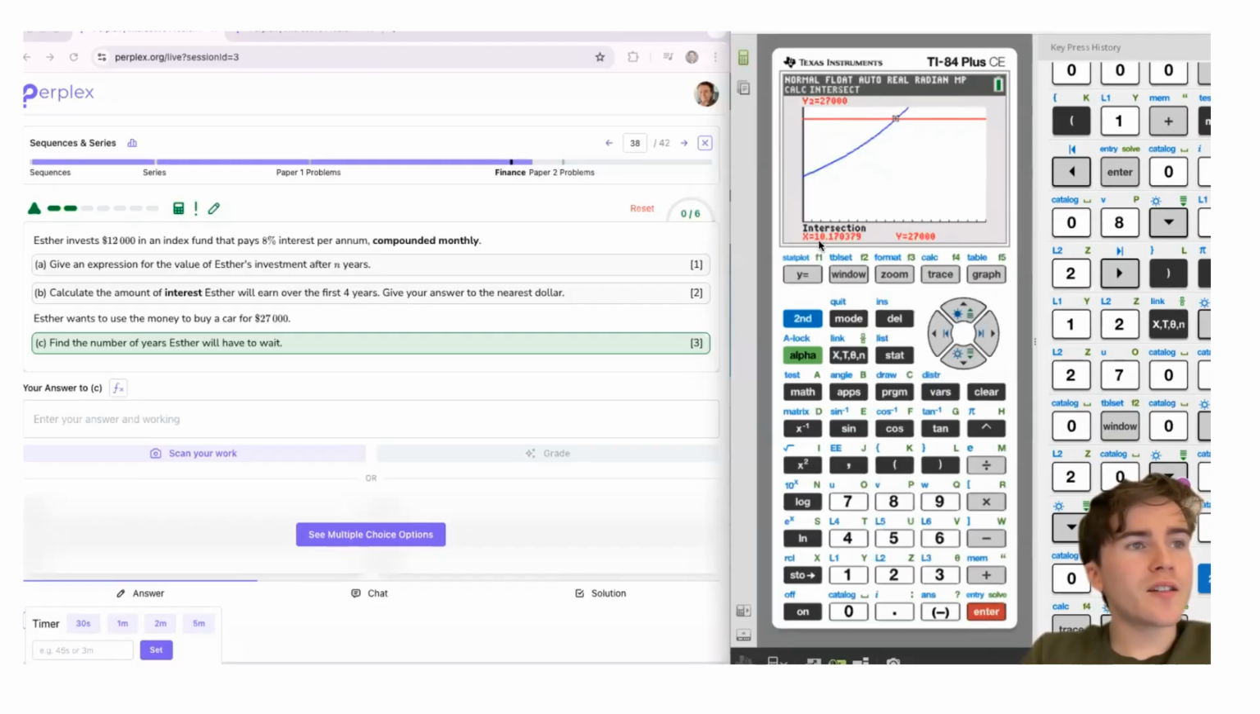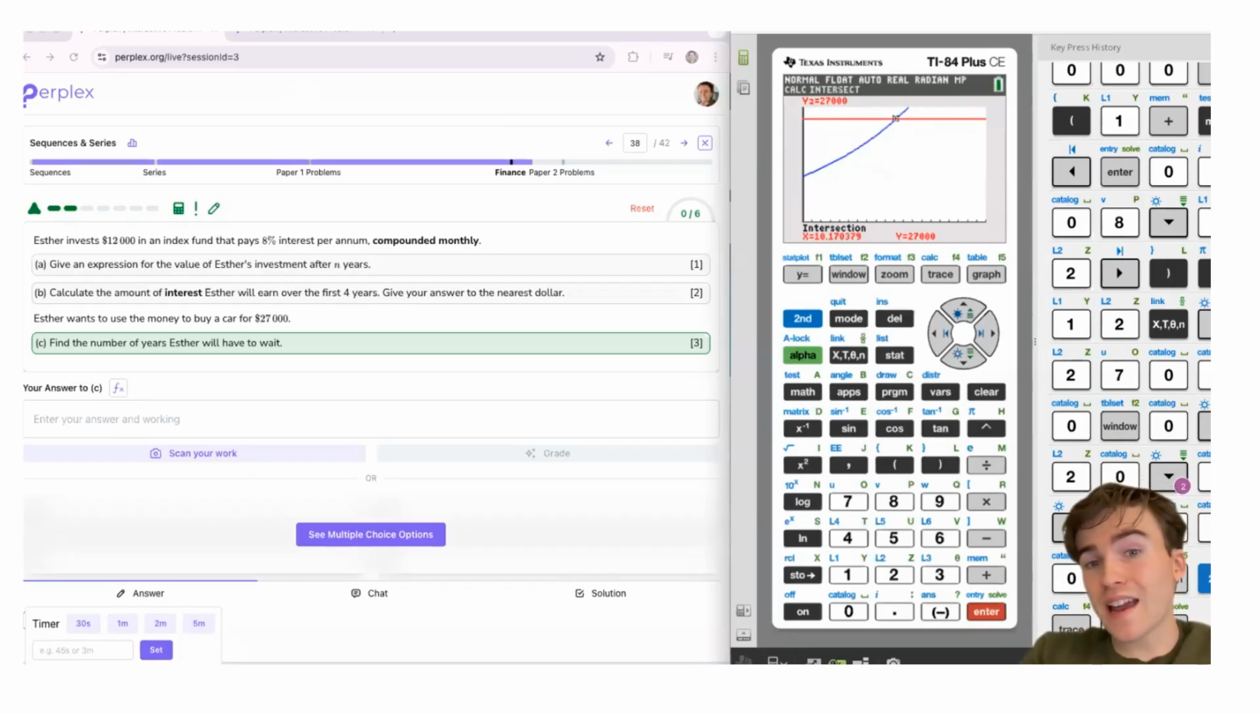And I find 10.17. All right, so after 10.17 years, she would have enough money to buy a car. But we can't give the number of years as 10.17. If we're asked for the number of years, a whole number, it means we have to round.